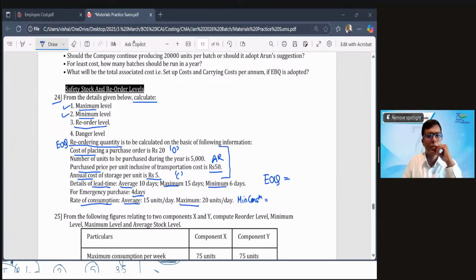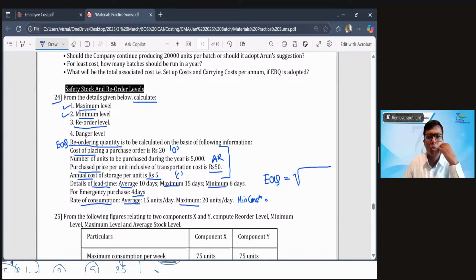Students, now these are simple mechanical calculations. How do you find out EOQ? 2 into AR, which is 5,000, into O, which is 20, upon C. Here C is given already, rupees 5. So by doing this working, you will get, if I'm not wrong, 200 units. Students, be clear with the workings.